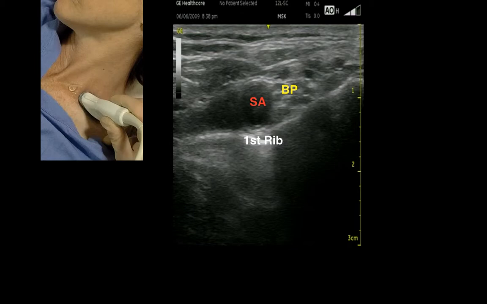Now we would like to show you a systematic approach to imaging the brachial plexus. This is an example of the technique used to image the interscalene region. This particular image is of the left neck. The procedure starts by positioning the transducer parallel to the clavicle and directing the ultrasound beam into the root of the neck. Using firm pressure and holding the transducer motionless, the pulsations of the subclavian artery are visible.